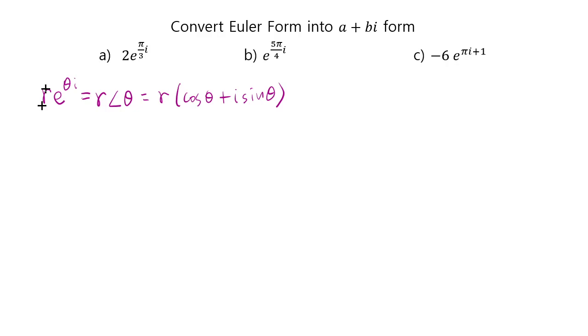So why write it this way? Well, it comes from the fact that we have this Euler identity: e to the theta I equals cosine theta plus I times sine theta. This is called the Euler identity.